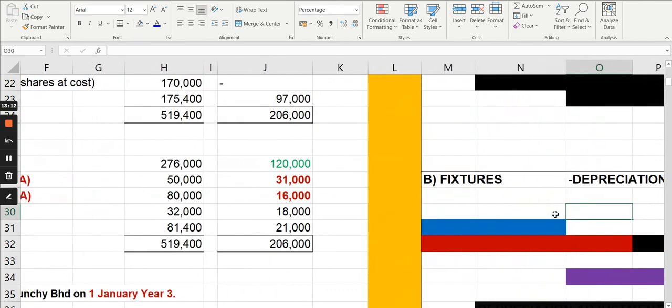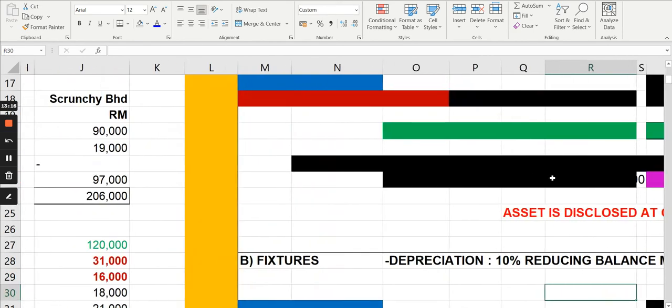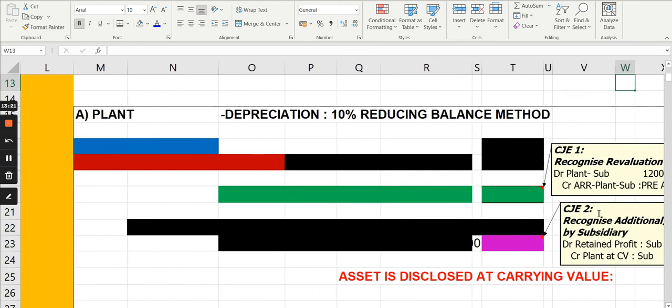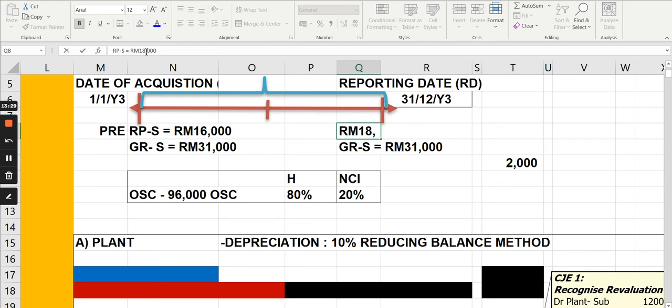So therefore, in your preparation of workings here, your retained profit at the end of the year would be 34,000. Why 34?